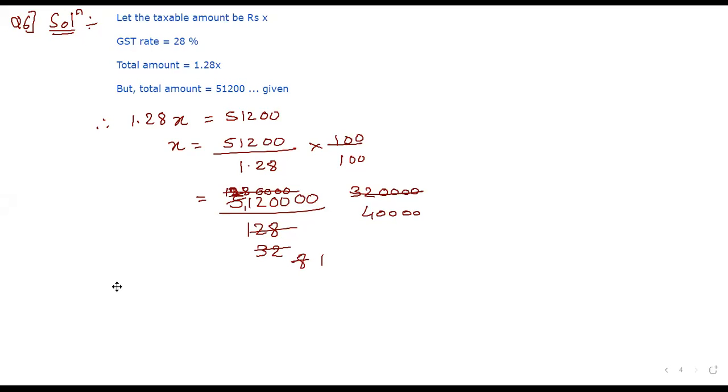Very good answer. So now quickly answer the remaining questions. Taxable value is 40,000, correct? Now tell me the CGST amount. 5600. Yes. 14% of 40,000, so it becomes how many? 14 upon 100, 14 fours are 56, so 5600. Yes or no?